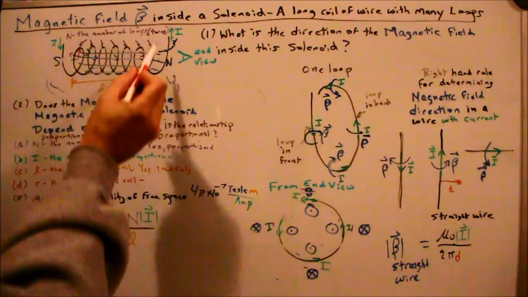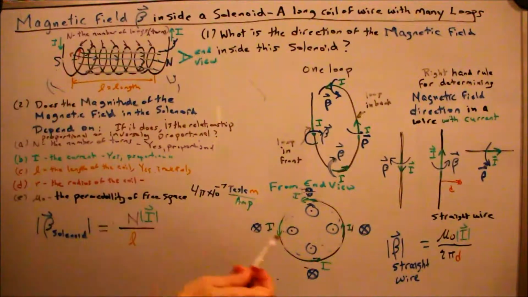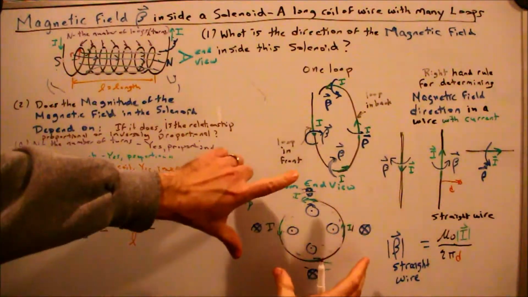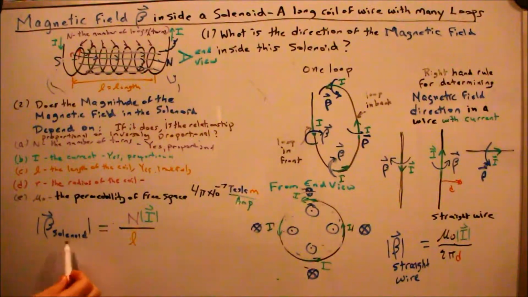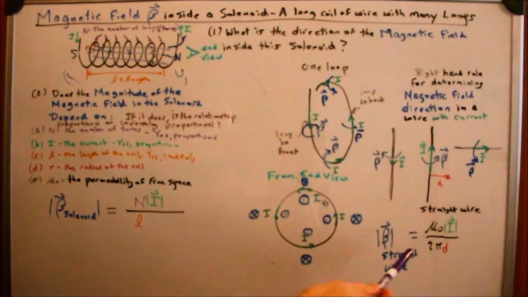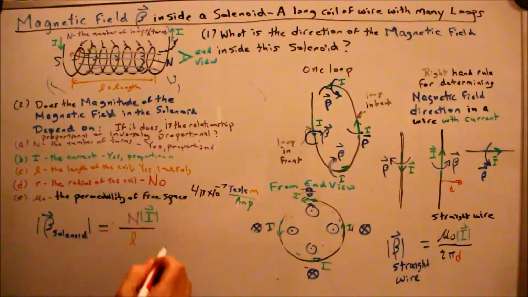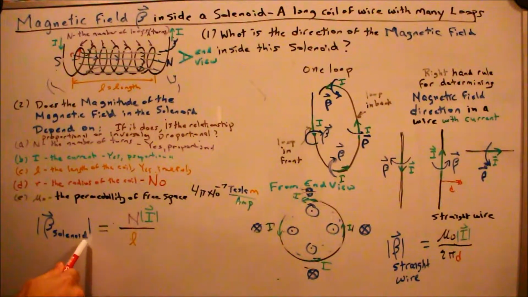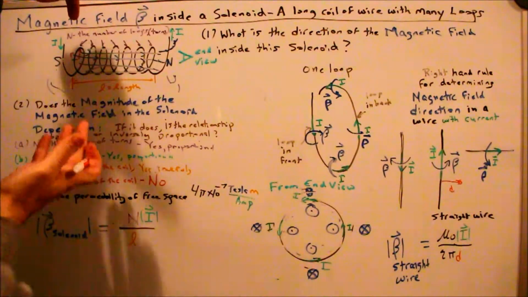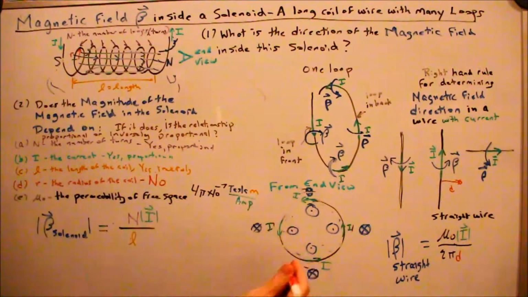Does the magnitude of the magnetic field depend on the radius? Looking from the end, if this is a small diameter or a big diameter, does the magnetic field magnitude depend on that? It depends on how far away I am, but it turns out that it doesn't matter. It has the same magnetic field magnitude whether this is wrapped around something huge or something very small.